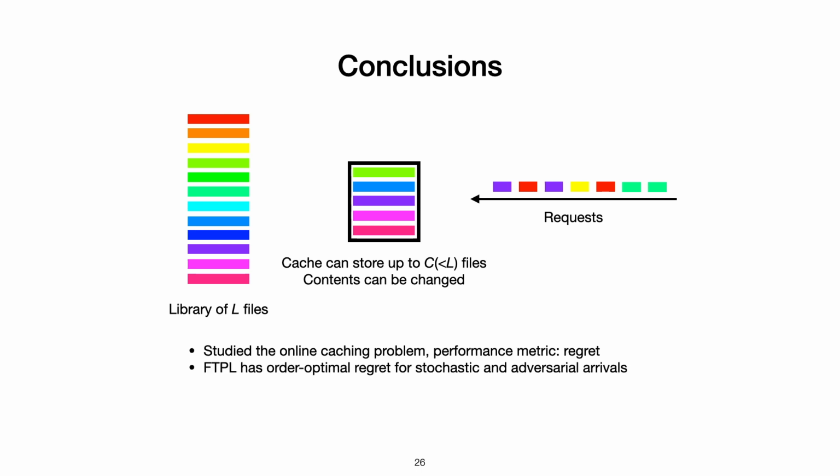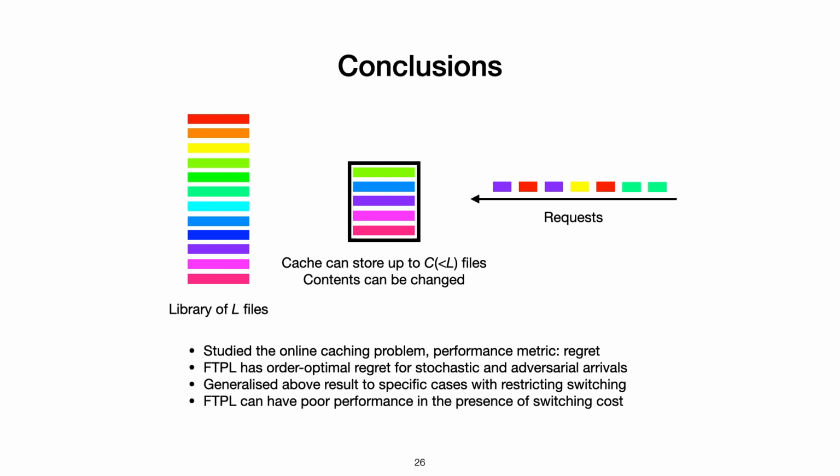Our goal was to find a policy that is simultaneously order optimal for stochastic and adversarial arrivals. We showed that FTPL with learning rate proportional to square root small t is one such policy. Further, we generalized the above result for specific cases under the restricted switching setup. Further, we showed that FTPL can perform poorly in the presence of high switch cost. We proposed a variant of FTPL called wait then FTPL to address this limitation and show that the variant is also simultaneously order optimal for stochastic and adversarial arrivals.